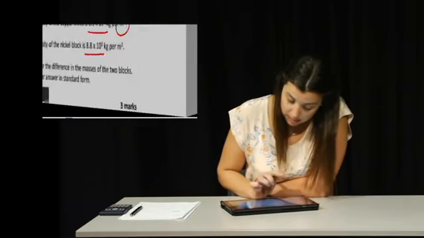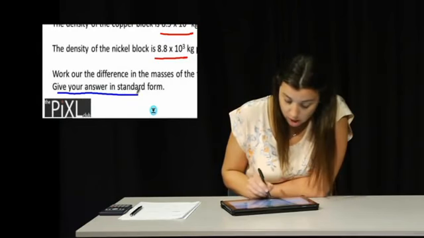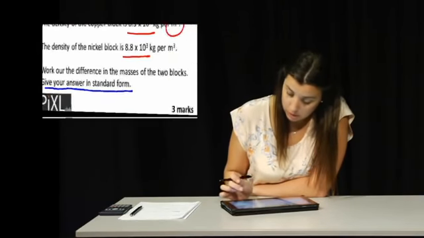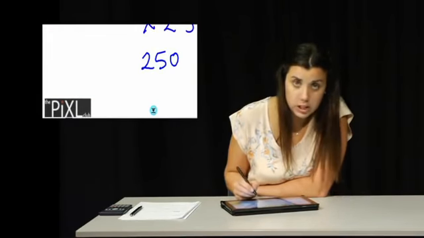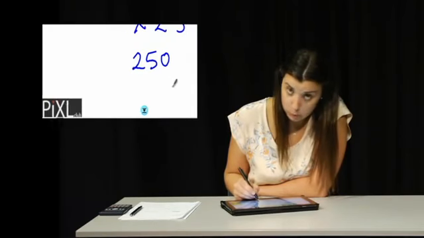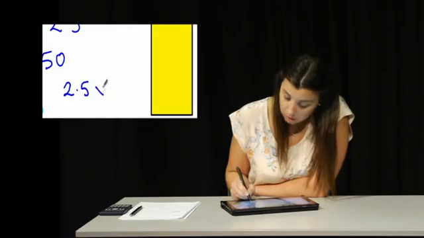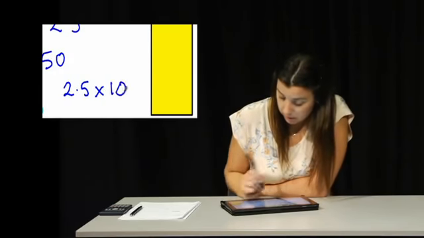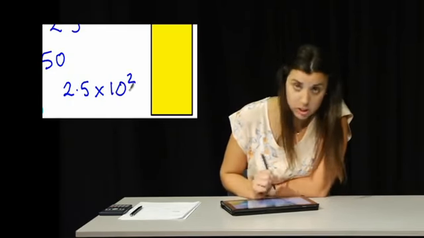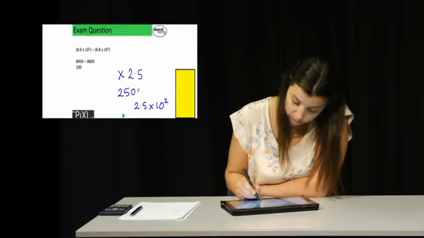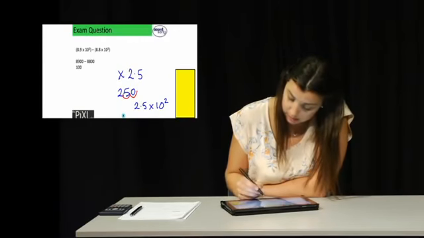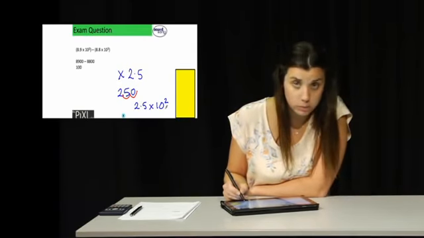Our last step, again, look back at the question, give your answer in standard form. So let's change this 250 into standard form. A number between 1 and 10, our only option is 2.5, multiplied by 10 to the power 2. Positive 2. Let's have a quick look. Decimal point here, 1, 2 places, to the power 2.